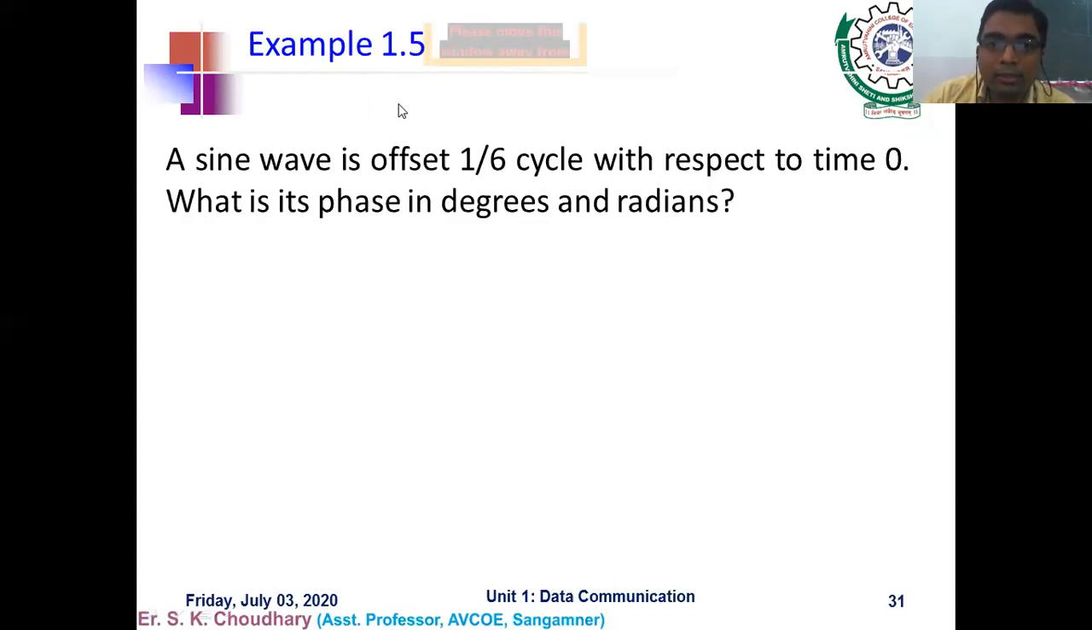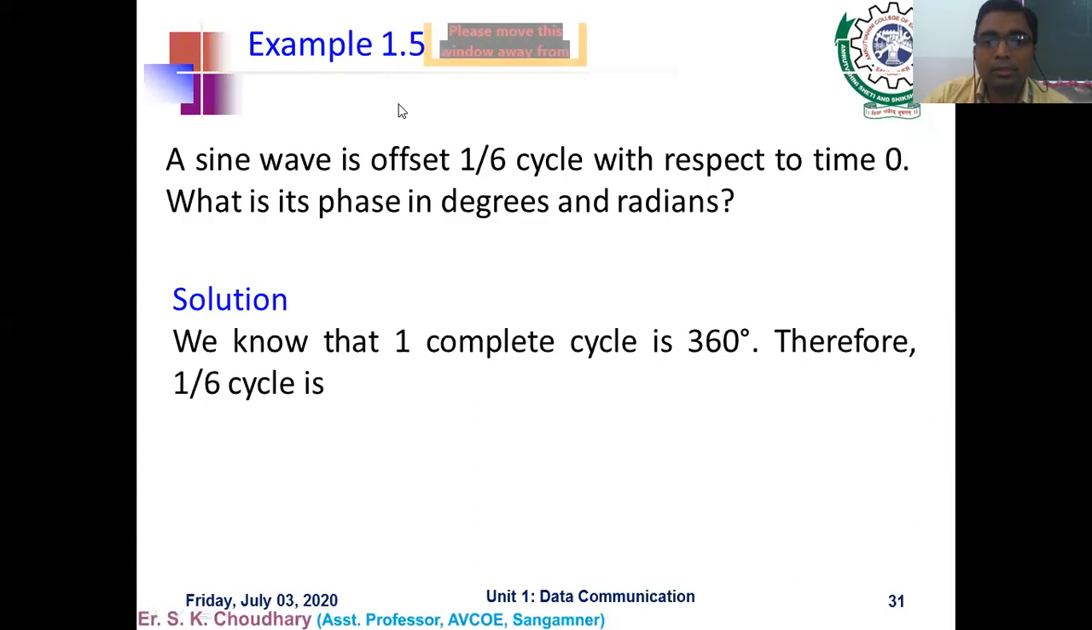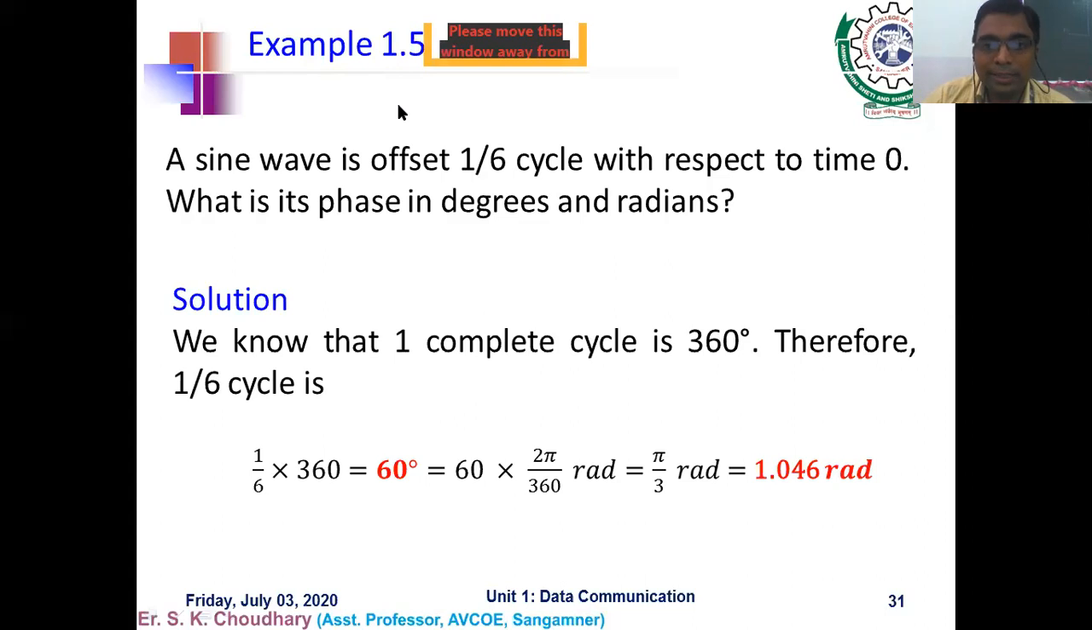Farooqi has solved this. So let us see what the answer is. One complete cycle is equivalent to 360 degree. So 1/6 cycle means 60 degree is the answer. And if you convert it into radian, it is pi by 3 radian, which means 1.046 radian. It is very simple mathematics. The rest of you also contribute your answer. Only one or two students are contributing. If you solve it, your interest in the topic will also be generated and your concept will be more clear.